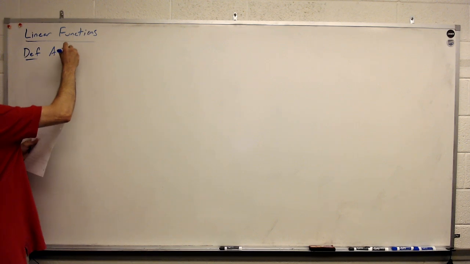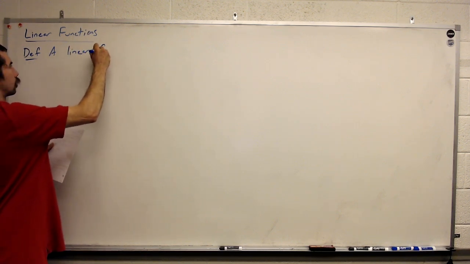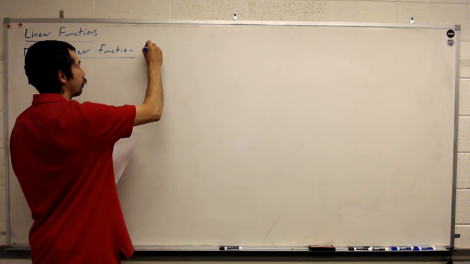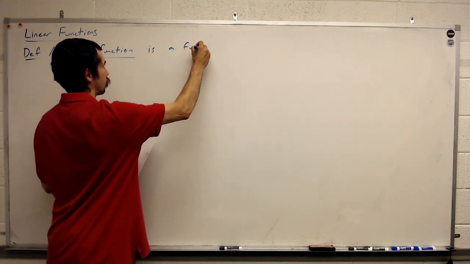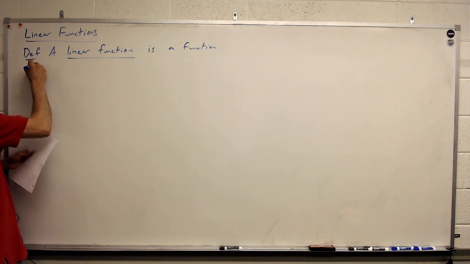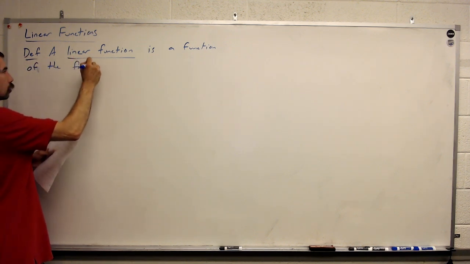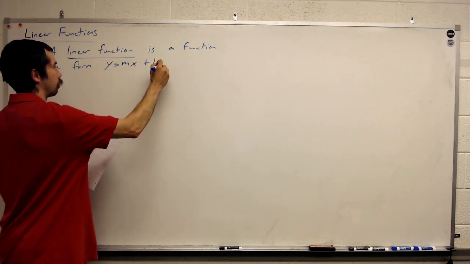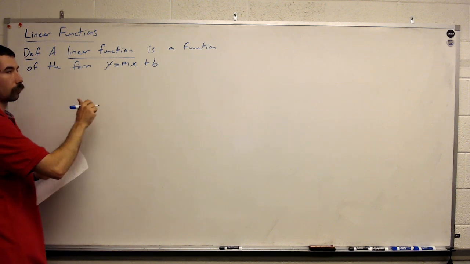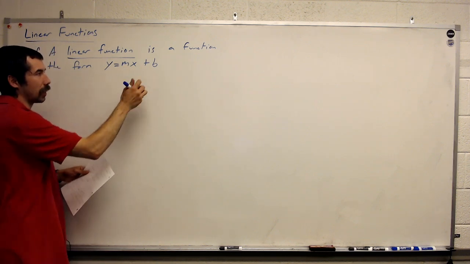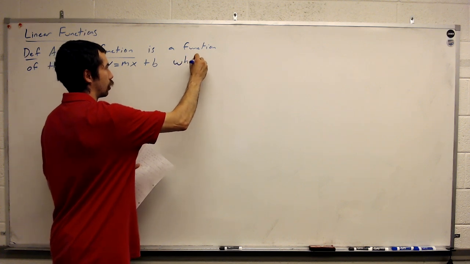A linear function is a function of the form y equals mx plus b. Okay? X is our variable, y is a variable, m and b are constants.